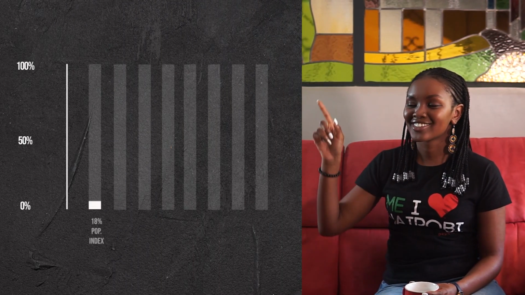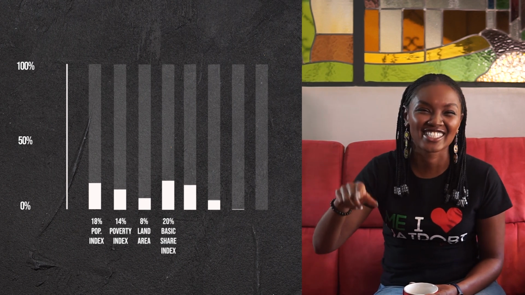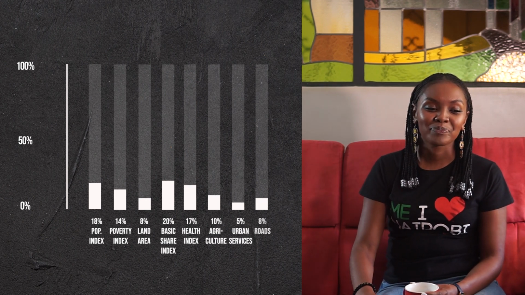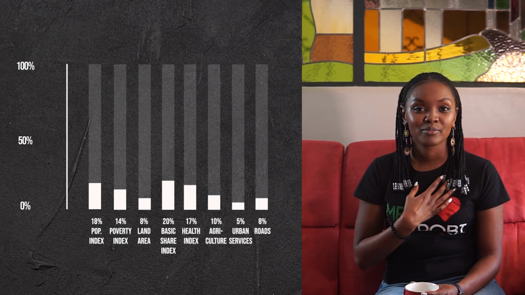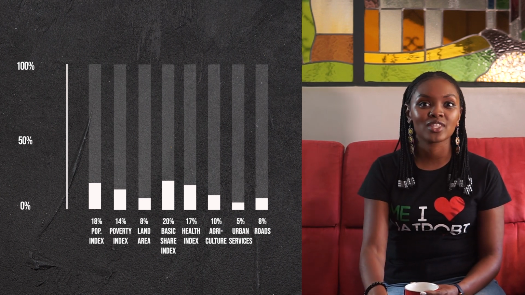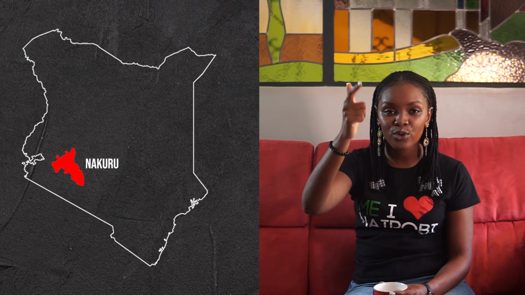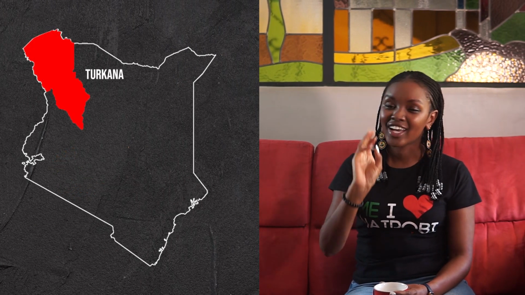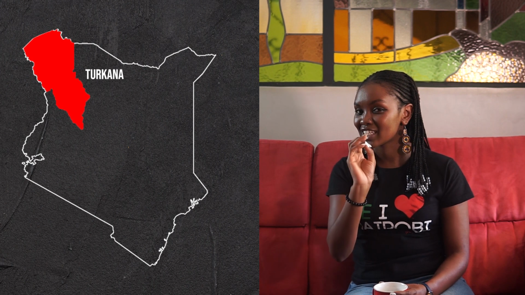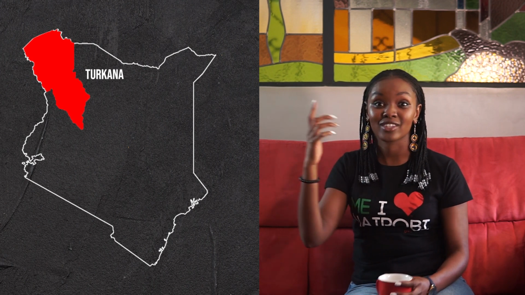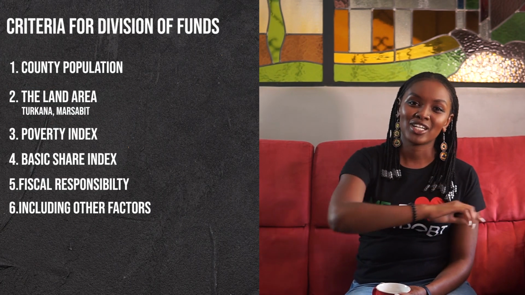So they didn't come up with a new formula. They just used the old one that was used, and I will give the figures. We'll give the figures as to what happened there. Although based on that, now the counties with the largest revenue share include Nairobi, Nakuru, Kiambu, and Turkana. I know Turkana is an interesting one because they have a smaller population, but they have a bigger landmass. Hence, going back to the formula that was given.